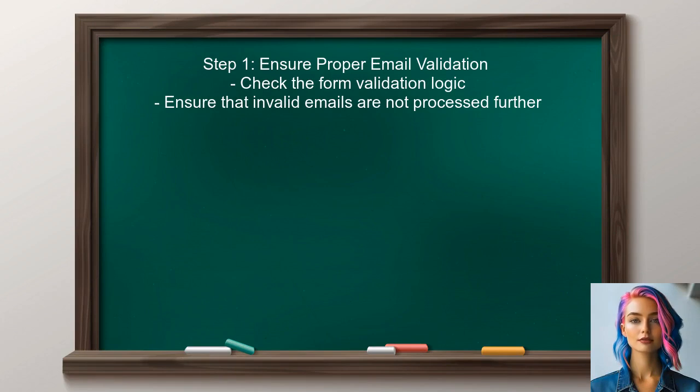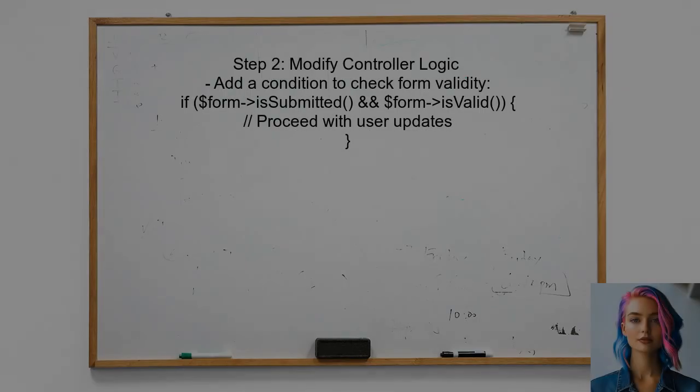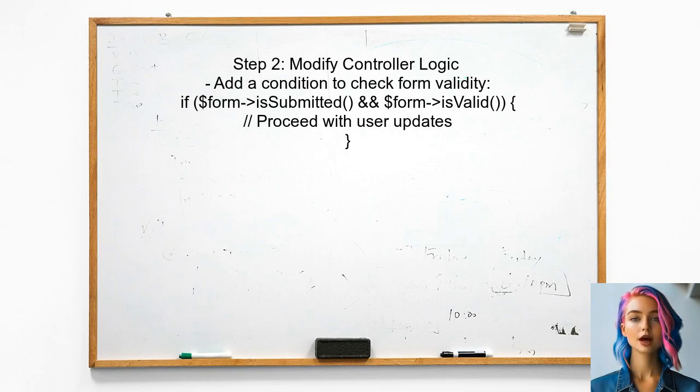To address the issue of Symfony populating an invalid email into the token, the user should first ensure that the email validation is properly handled in the form submission process. Next, the user should modify the controller to prevent the invalid email from being saved if the form is not valid. This can be done by adding a condition to check the validity of the form before proceeding with any user updates.